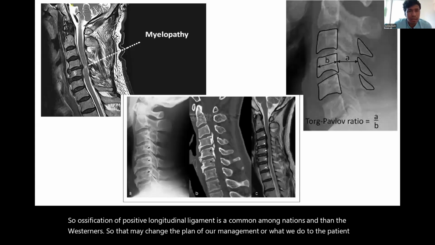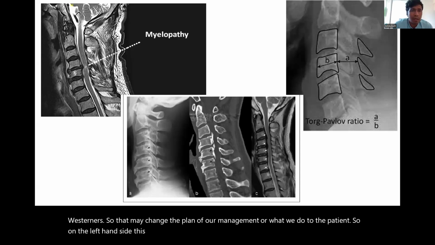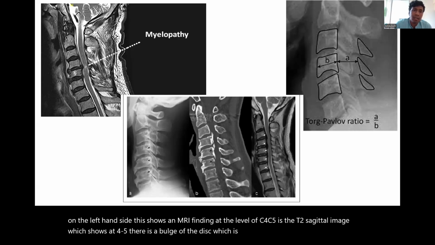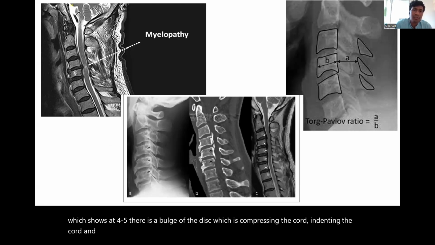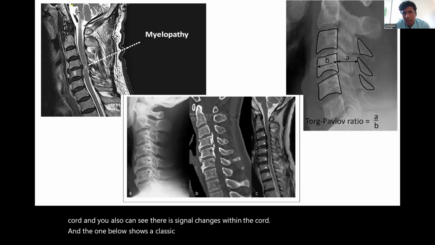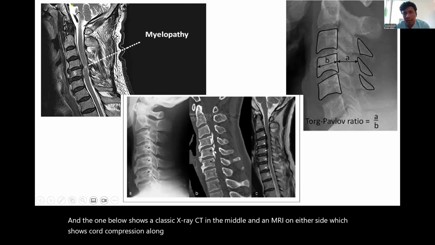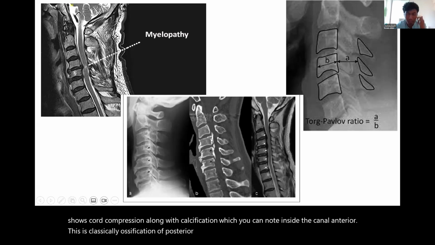So on the left-hand side, this shows an MRI finding at the level of C4, C5. It is a T2 sagittal image, which shows at 4-5 there is a bulge of the disc, which is compressing the cord, indenting the cord, and you can also see there are signal changes within the cord. And the one below shows a classic X-ray, CT in the middle, and an MRI on either side, which shows cord compression along with calcification, which you can note inside the canal anteriorly. This is classically ossification of the posterior longitudinal ligament. It's very common, my dear.